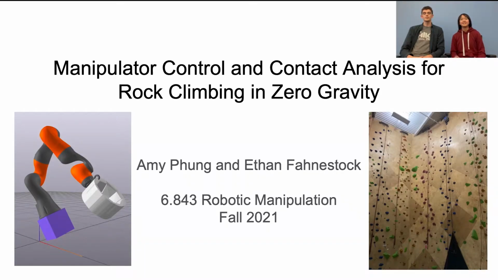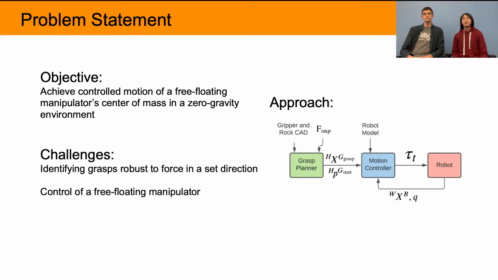All right. Hello, we're Amy and Ethan, and our project was getting robots to rock climb in space. In a zero-gravity environment, a manipulator's center of mass will remain stationary unless it somehow interacts with external objects. Our goal is to achieve controlled motion of a free-floating manipulator's center of mass within this environment.